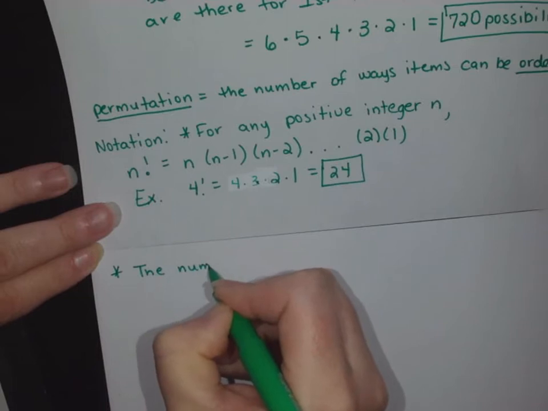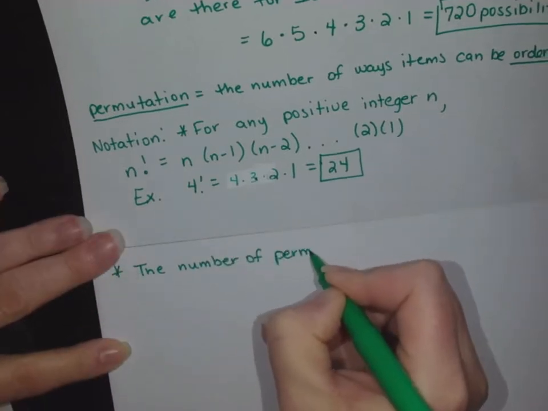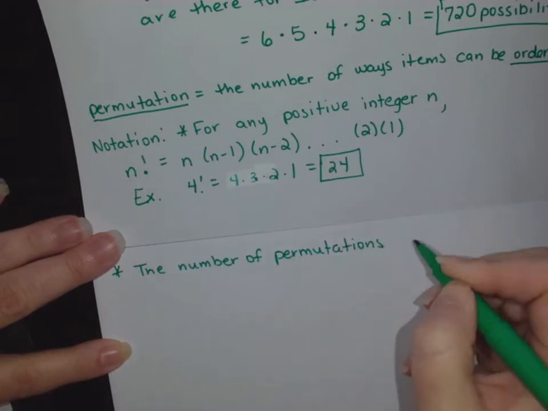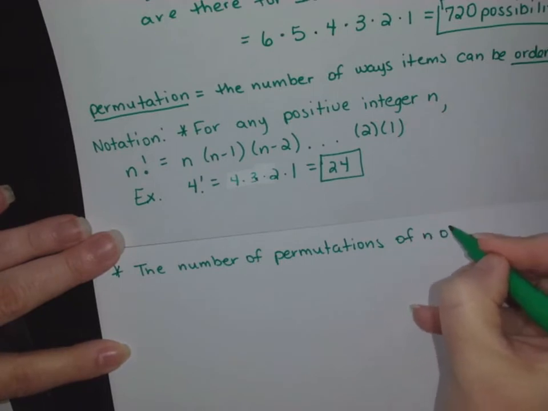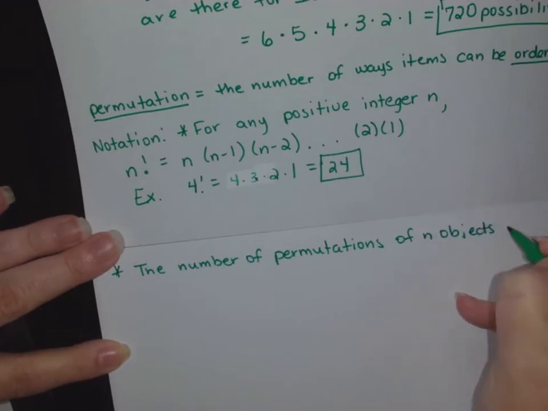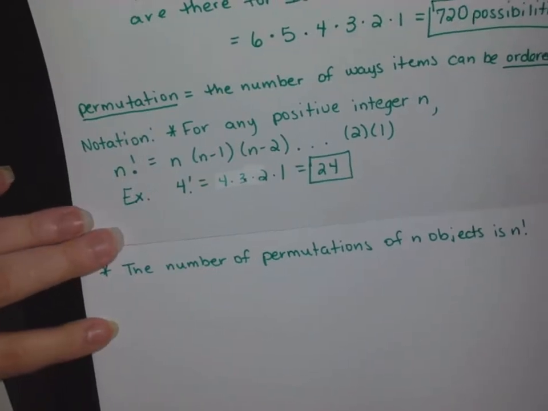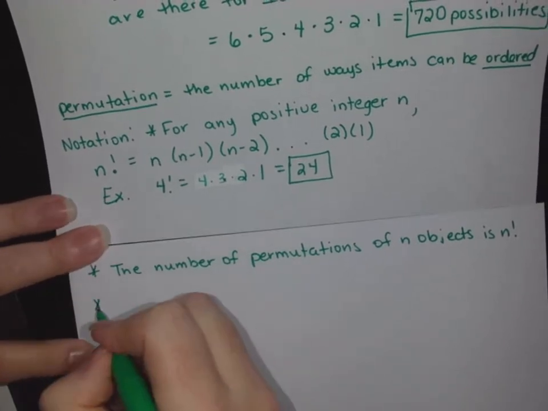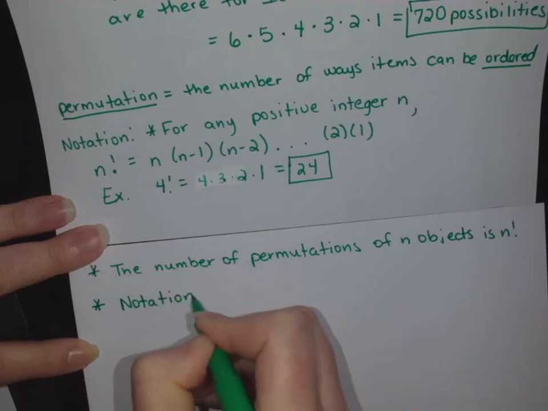The number of permutations, remember permutations we defined up above in the notes to be the number of ways something can be ordered, but the number of permutations of n objects is actually n factorial. So n times n minus 1 times and so on. But there is a different type of process that we're going to use.